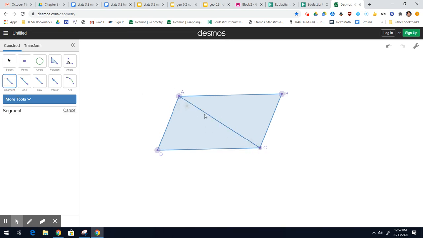And let's measure our alternate interior angles. So let's measure angle DAC and BCA. So if lines are parallel, all alternate interior angles are congruent. Let's do the same thing here with BAC and DCA. And again, same thing. If lines are parallel, then the alternate interior angles should be congruent. All right, so I'm going to go ahead and hide those measurements because I don't really want them right now.